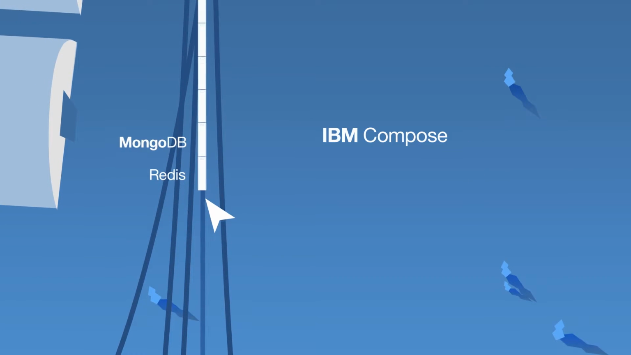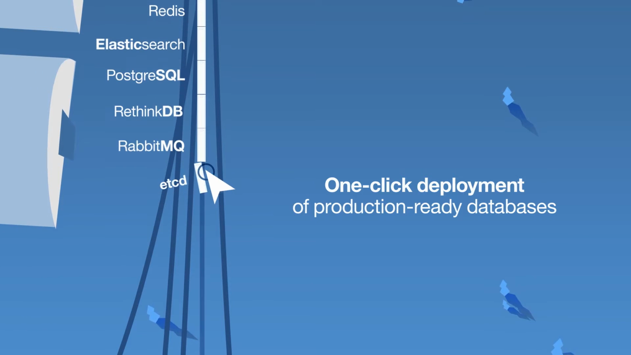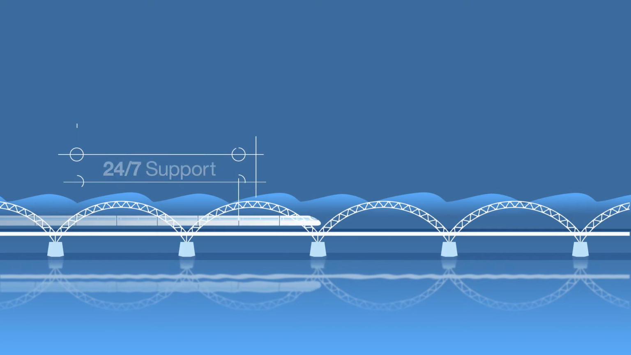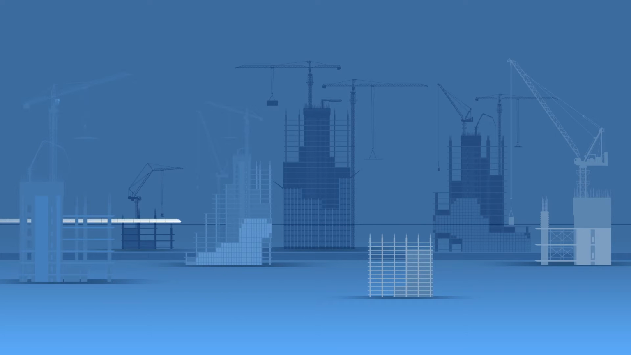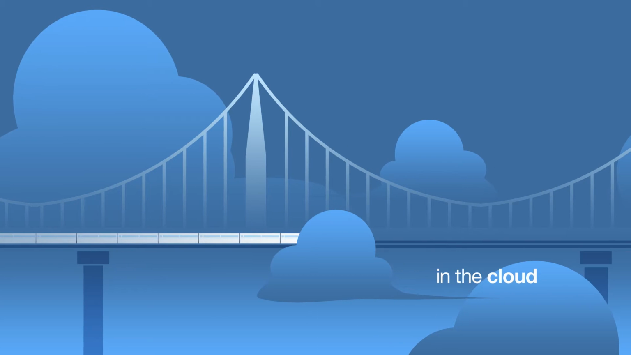IBM Compose makes it easy to deploy 7 open source databases. Each can be added on as needed. This cloud database as a service platform comes with 24/7 support, DBA level automated features for developers and IT teams across nearly any platform, on-premises, hybrid, or in the cloud.